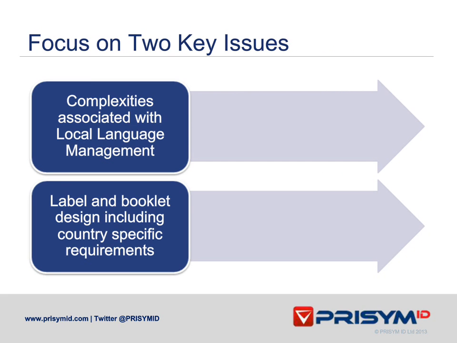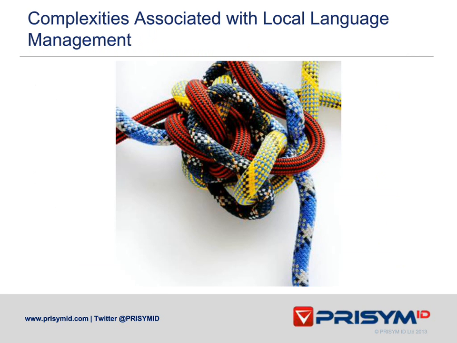These are the two areas we will be considering in more detail: the complexities associated with local language management and label and booklet design, including country-specific requirements. Firstly, we're going to look at the complexities that surround the need for local language labelling and some of the areas that we identified that need special consideration in any robust and comprehensive system or process.